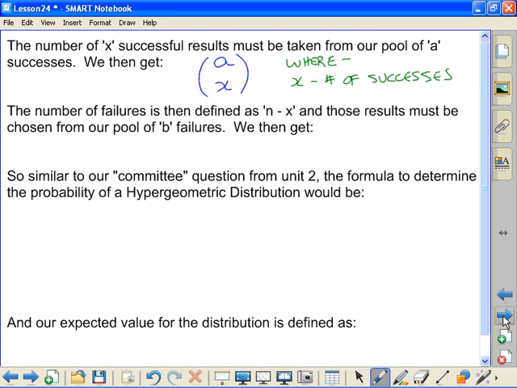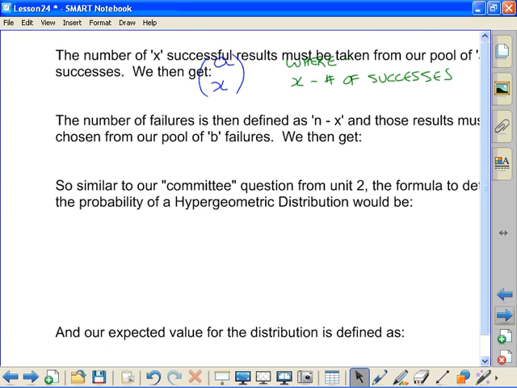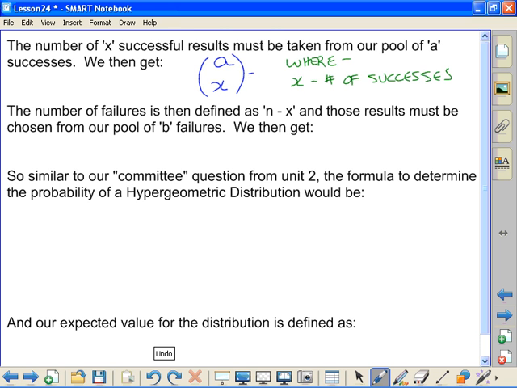The number of failures then is n minus x. So remember, I should have that other notation for people that are using the combination notation. Maybe I'll write it in here, a combination x. Okay, there are a number of failures. There are b failures in total to pull from, and this is how many failures occurred: the number of trials minus the number of desired successes. This is the same as saying b combination n minus x. So, same notation.